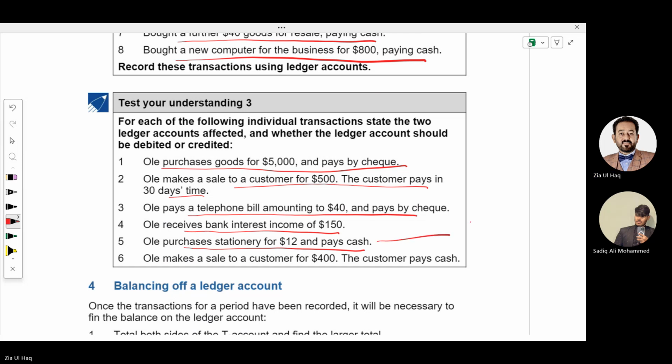Purchase a stationery for 12 and pay cash: stationery expense debit, cash credit. Against this, what could be the debit? Stationery expense. What could be the credit? Cash. Sale to a customer 400, the customer pays cash: cash debit, sale credit. It's not credit sale.